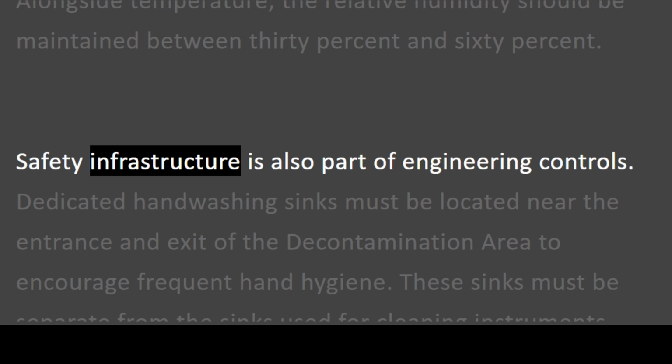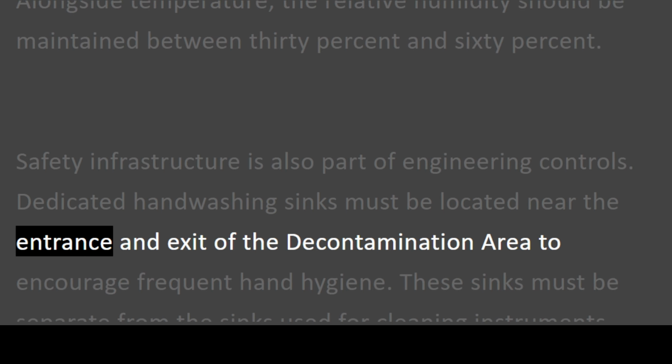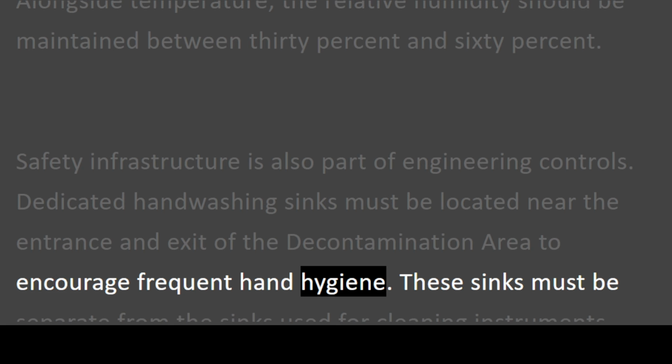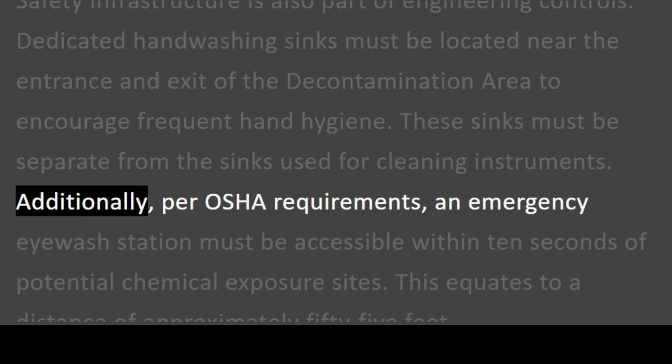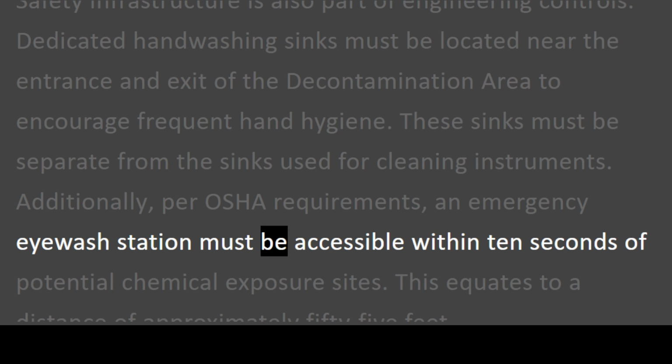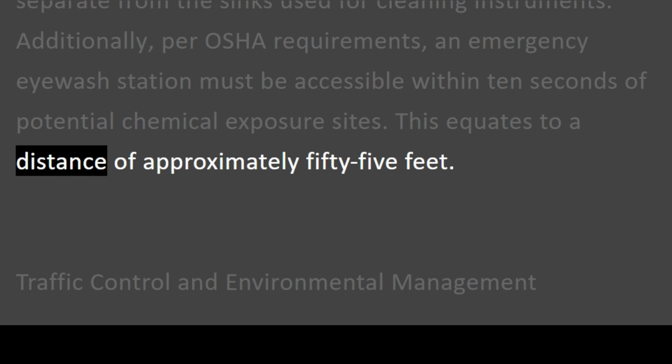Safety infrastructure is also part of engineering controls. Dedicated hand-washing sinks must be located near the entrance and exit of the decontamination area to encourage frequent hand hygiene. These sinks must be separate from the sinks used for cleaning instruments. Additionally, per OSHA requirements, an emergency eye wash station must be accessible within 10 seconds of potential chemical exposure sites. This equates to a distance of approximately 55 feet.